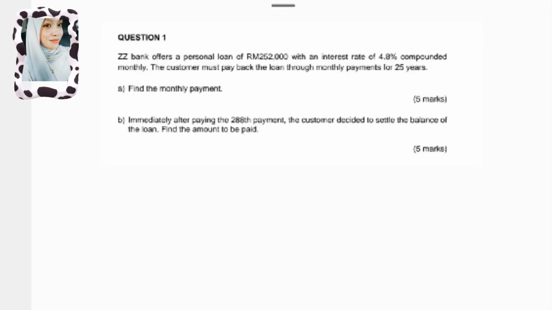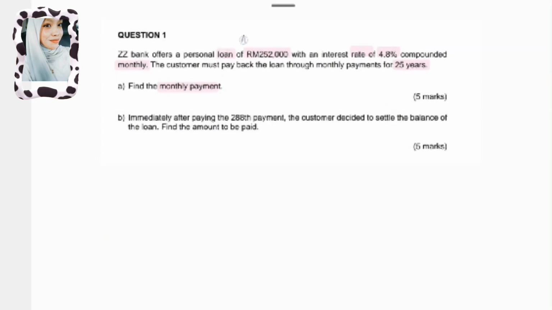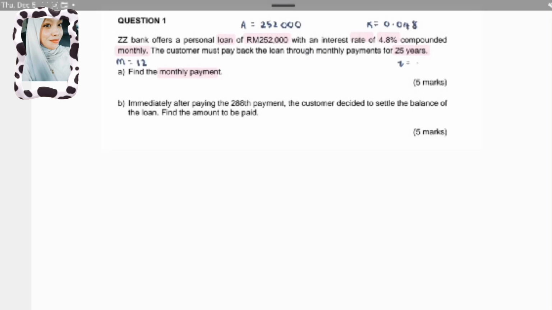Question 1. ZZ Bank offers a personal loan of RM 252,000 with an interest rate of 4.8% compounded monthly. The customer must pay back the loan through monthly payments for 25 years. Question A is to find the monthly payment. When it mentions loan, the value of A is 252,000, with interest rate of 4.8%, which is the value of K, 0.048, compounded monthly, which holds the value of M equals 12. Paying back for 25 years holds the value of T.